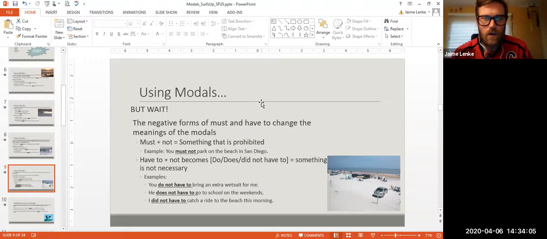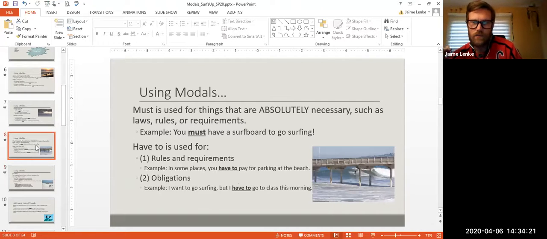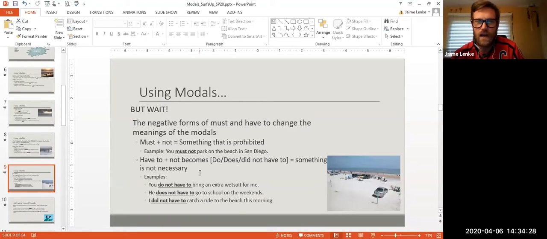Okay, so as always with English, there's some tricky things with this. So when we're using modals, the negative forms of must and have to change the meanings. So just like with must, if you must stay inside, I'm saying that you definitely need to do that thing. But if you say you must not do something, then it's the opposite. So I'm saying you can't do that. So if you say you must not park at the beach in San Diego, or you must not go outside, then I'm saying that you're not allowed to do that, okay?